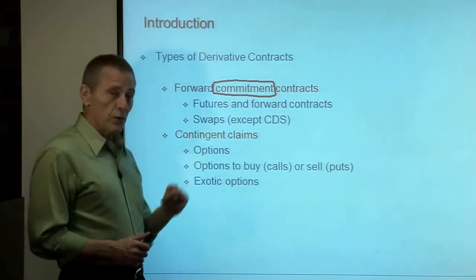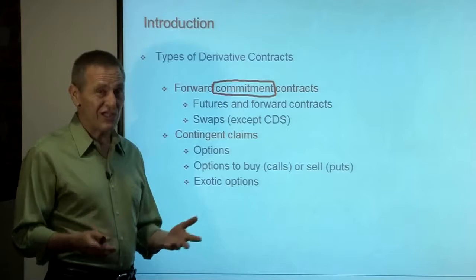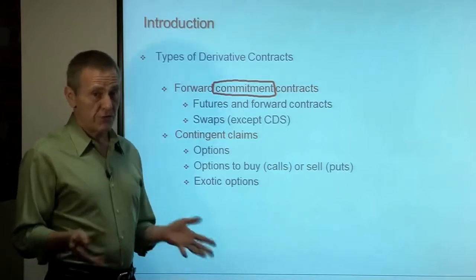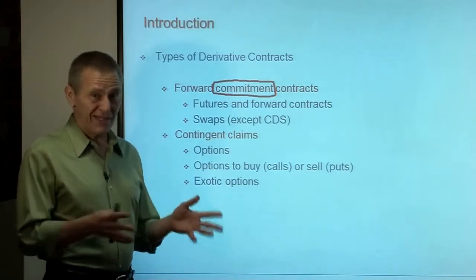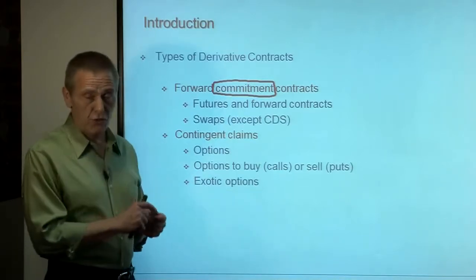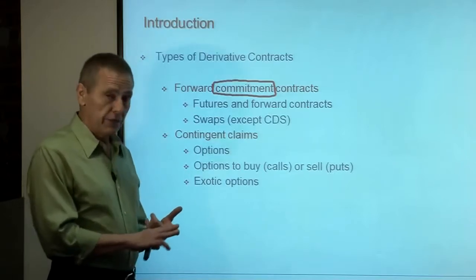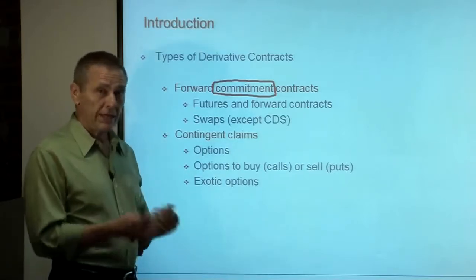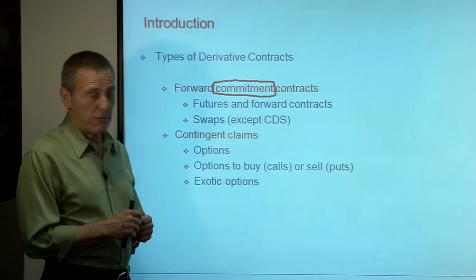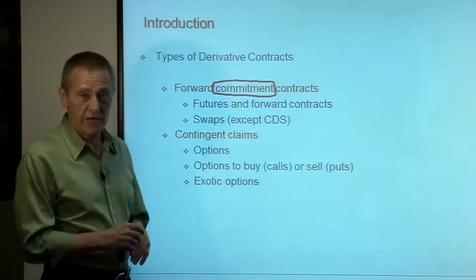And the other broad category of forward commitment contracts is swaps, although it's swaps except CDS, credit default swaps. Because despite the fact that swap is in the name of all swaps, the other types, the forward commitment swaps, equity, currency, commodity, and interest rate, they're really packages of futures or forward contracts. As opposed to CDS, credit default swaps, they're, well, in the other category.